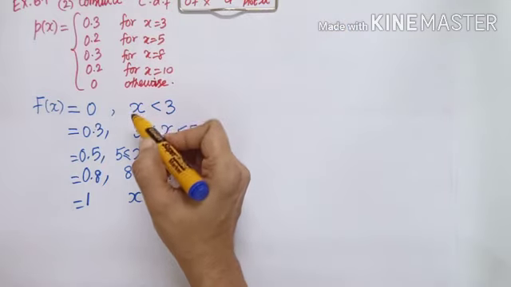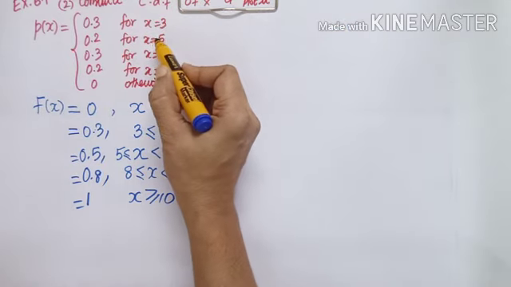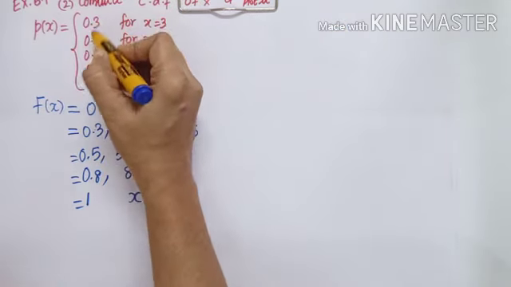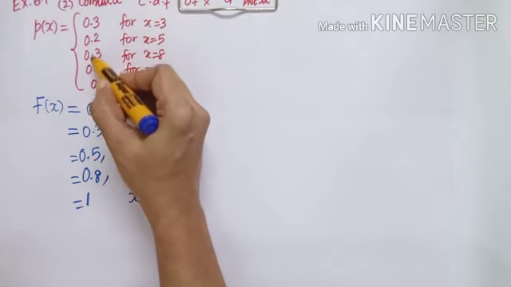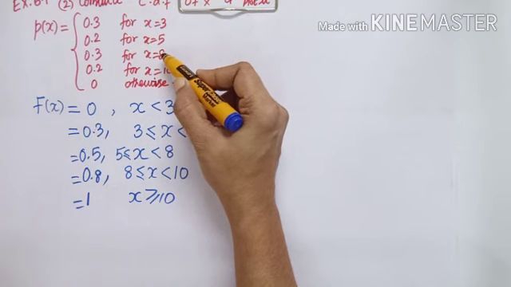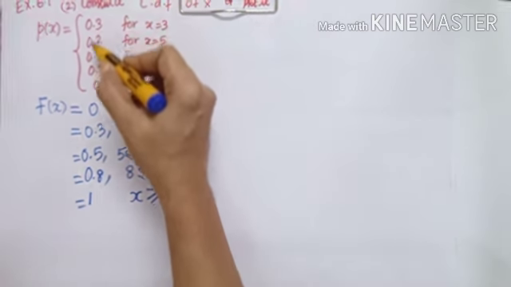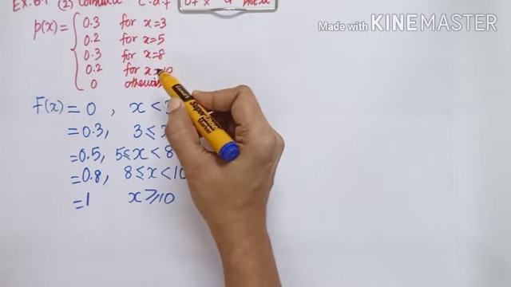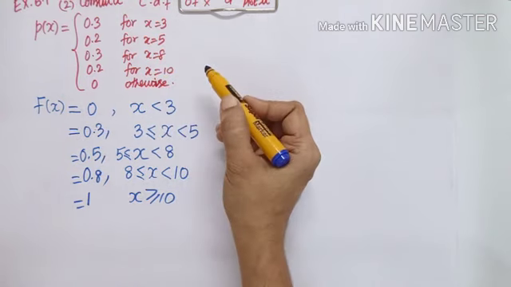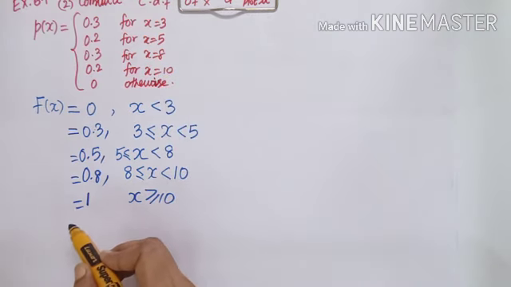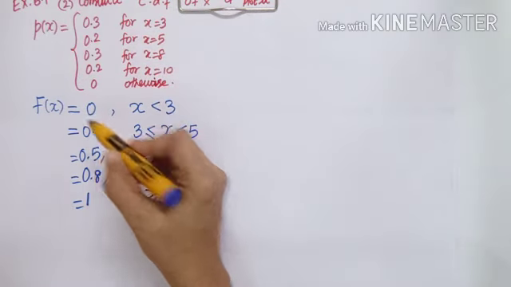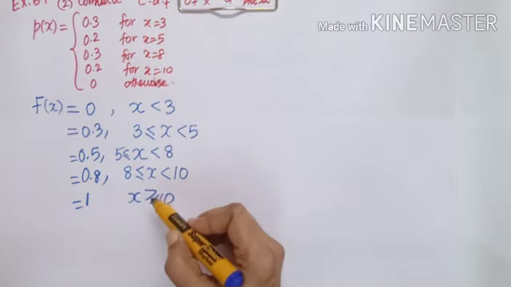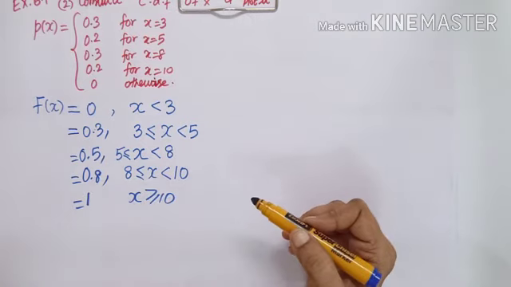So when my value is 3 or above, below 5, add these two. 5 or above, below 8, add all the 3. 8 or above, below 10, add all the 4. And whenever it is equal to or more than 10, my answer becomes 1. Remember, below the lowest value, it is 0. Above the highest value, it is always 1.